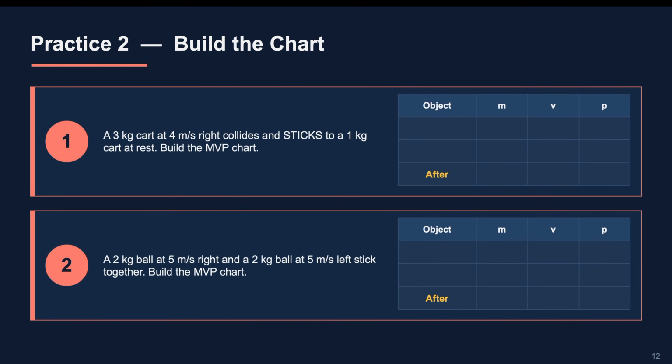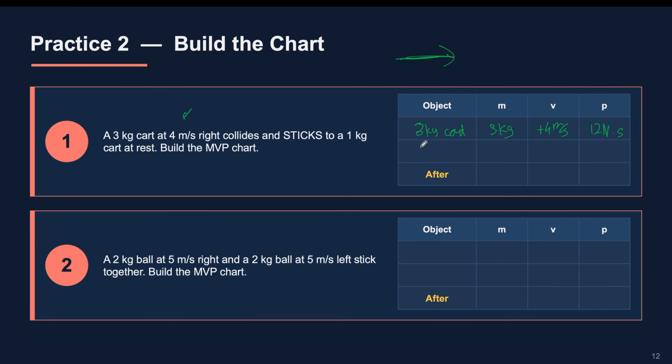Alright, so let's try building some MVP charts. A 3 kg cart, so let me just write it for the 3 kg cart here, at 4 meters per second collides and sticks to a 1 kg cart at rest. Build the MVP chart. Okay, so what's our mass for the 3 kg cart? That's 3 kgs. It's going 4 meters per second to the right, and we'll say right is positive, so plus 4 meters per second, which means this cart's momentum is 12 Newton seconds.